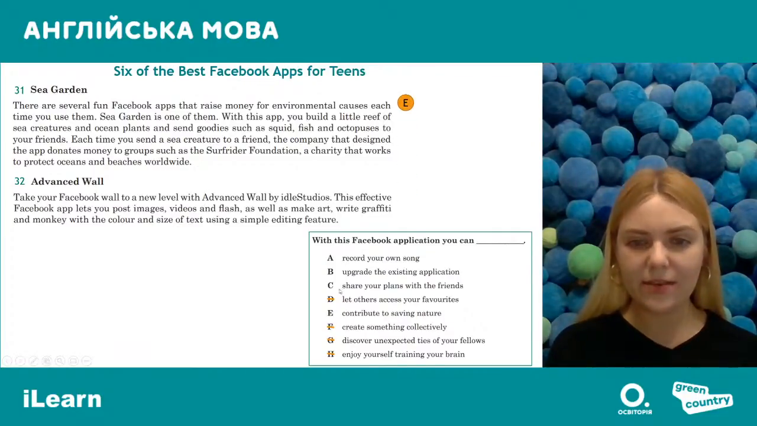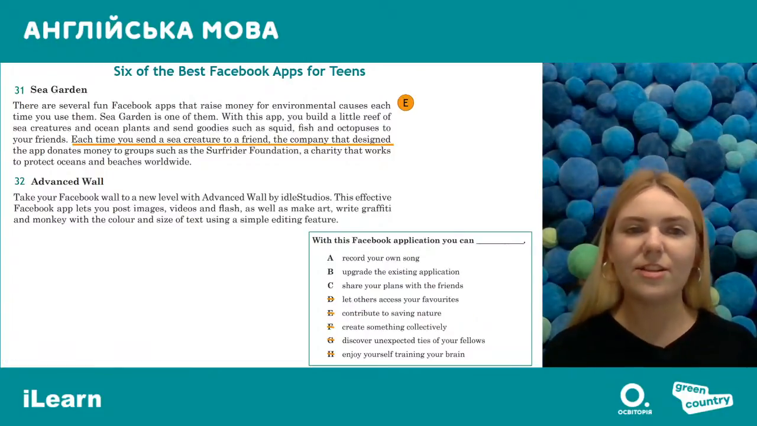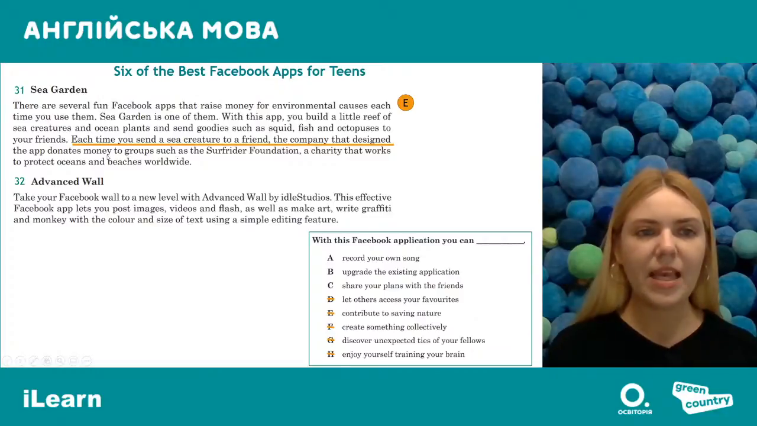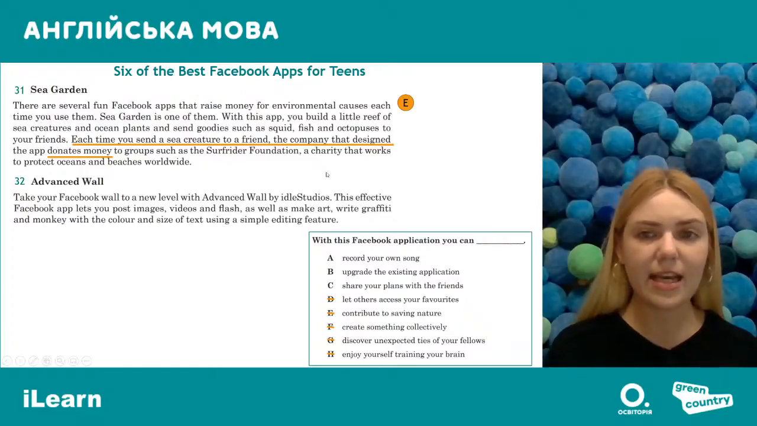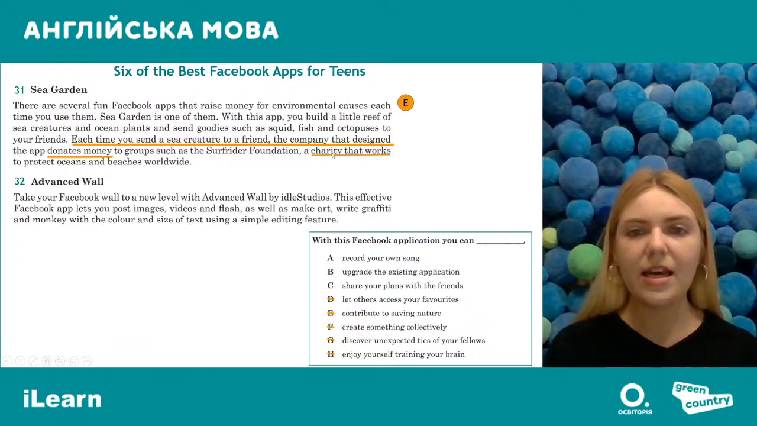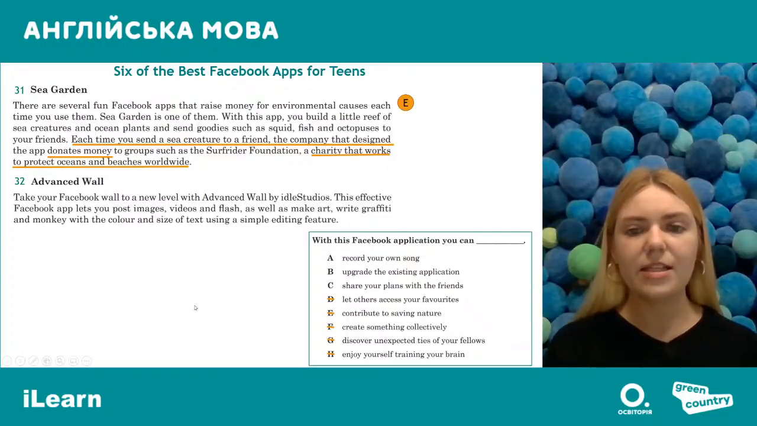So 31, that is E. So let's read E. It says you can contribute to saving nature. Тобто можна зробити внесок в збереження природи, допомогти зберегти природу. Yeah, and in the text, actually, everywhere in the text, you can see some information about some sea creatures, oceans, plants, etc. And also it says, each time you send a sea creature to a friend, the company that designed the app donates money to some charity organizations that help to protect oceans and beaches worldwide. So that is really E.